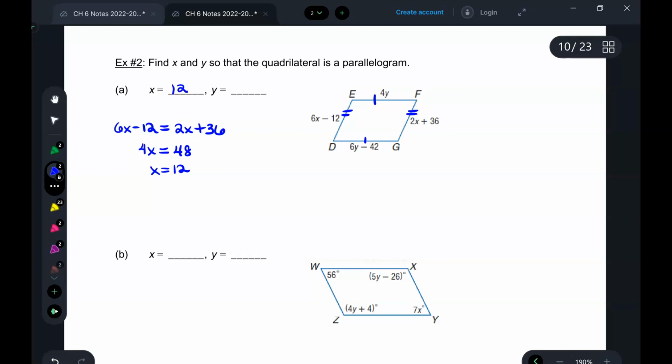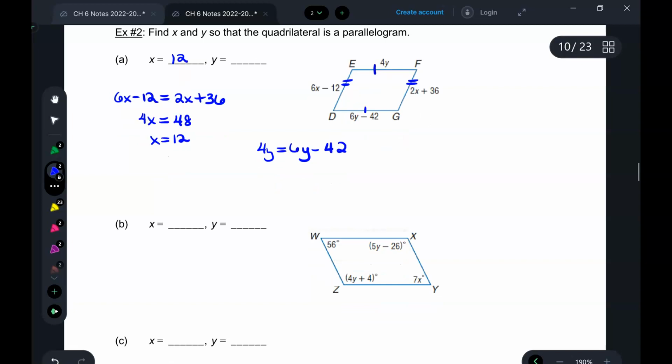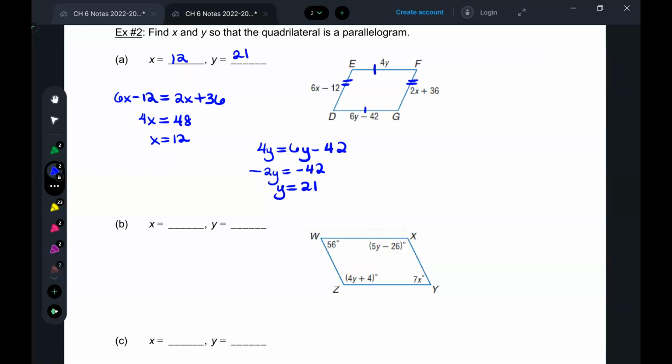Okay, and then what about for y? 4y equals 6x minus 12. 4y equals 6y minus 42. Right? Yeah. Did you say something different? Oh, you're looking at the other part. Okay, so I did it right. So y is 21. Okay, good. Okay, so that was using opposite sides are congruent.